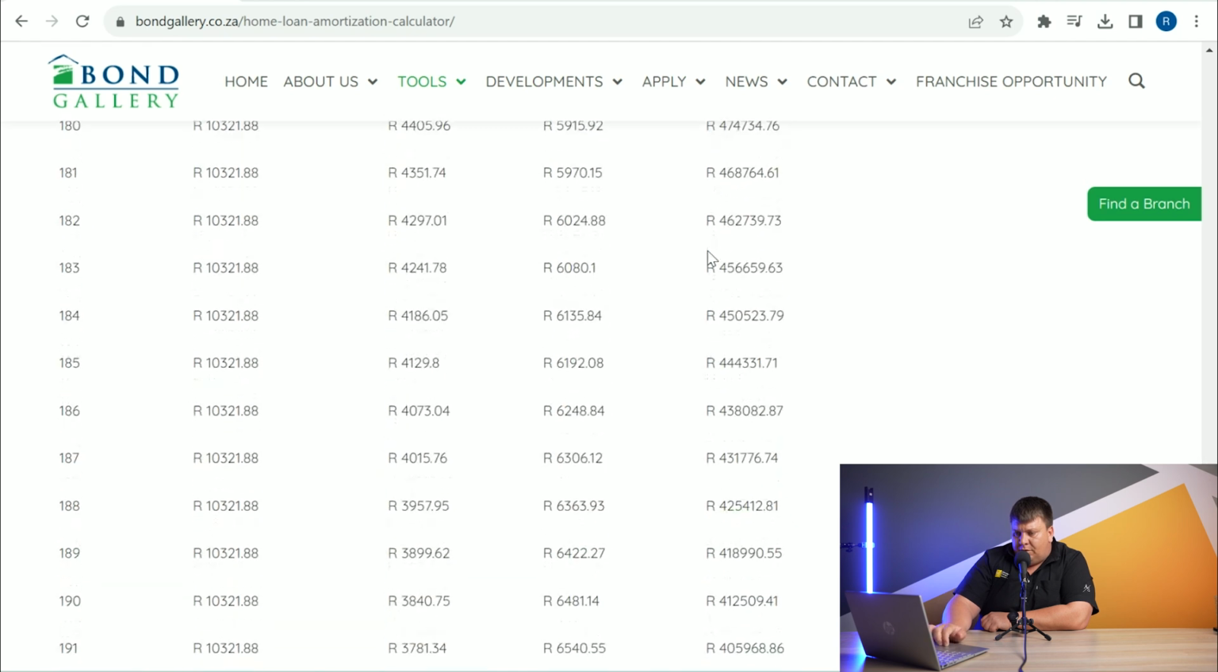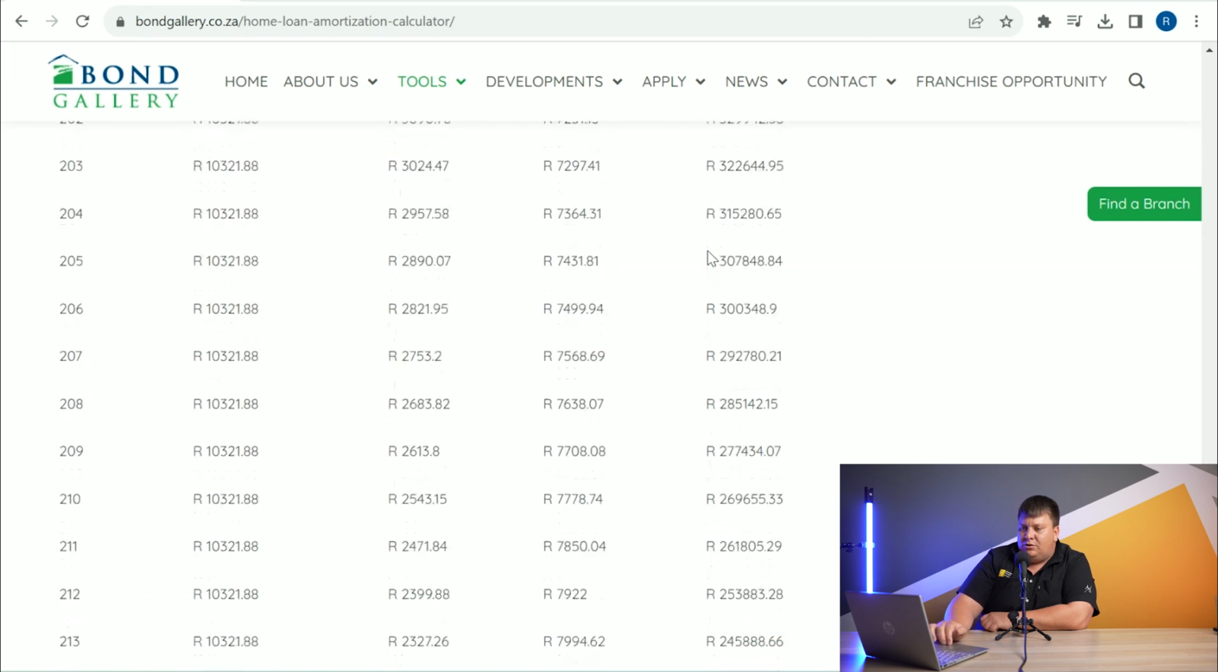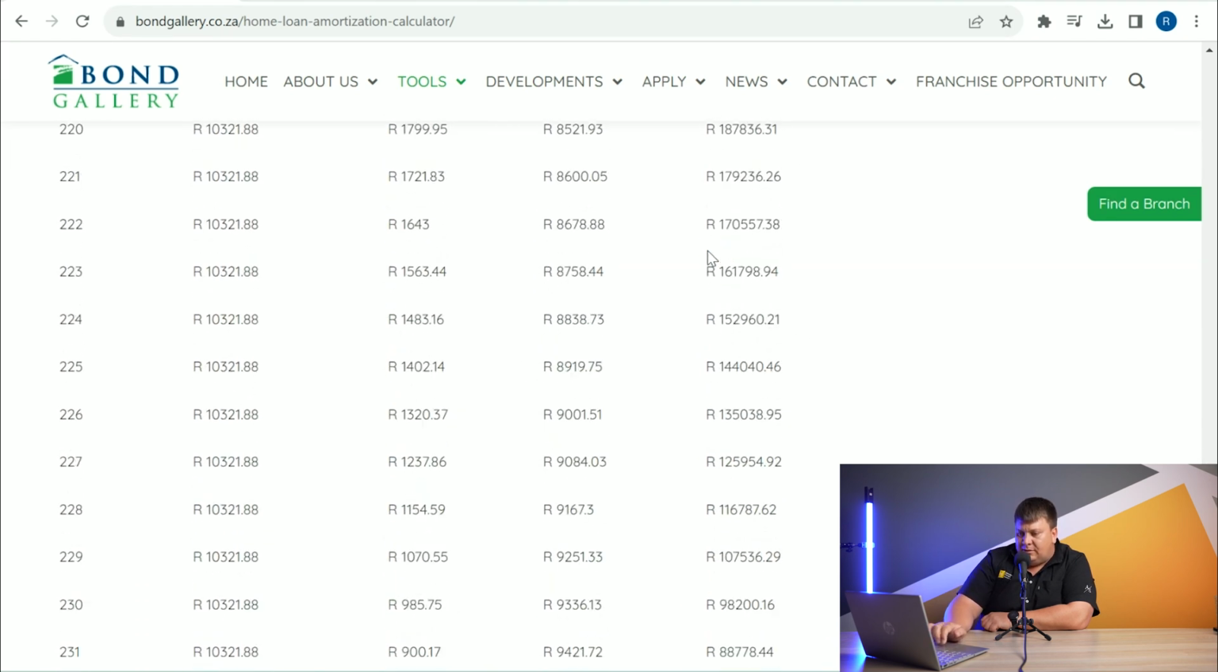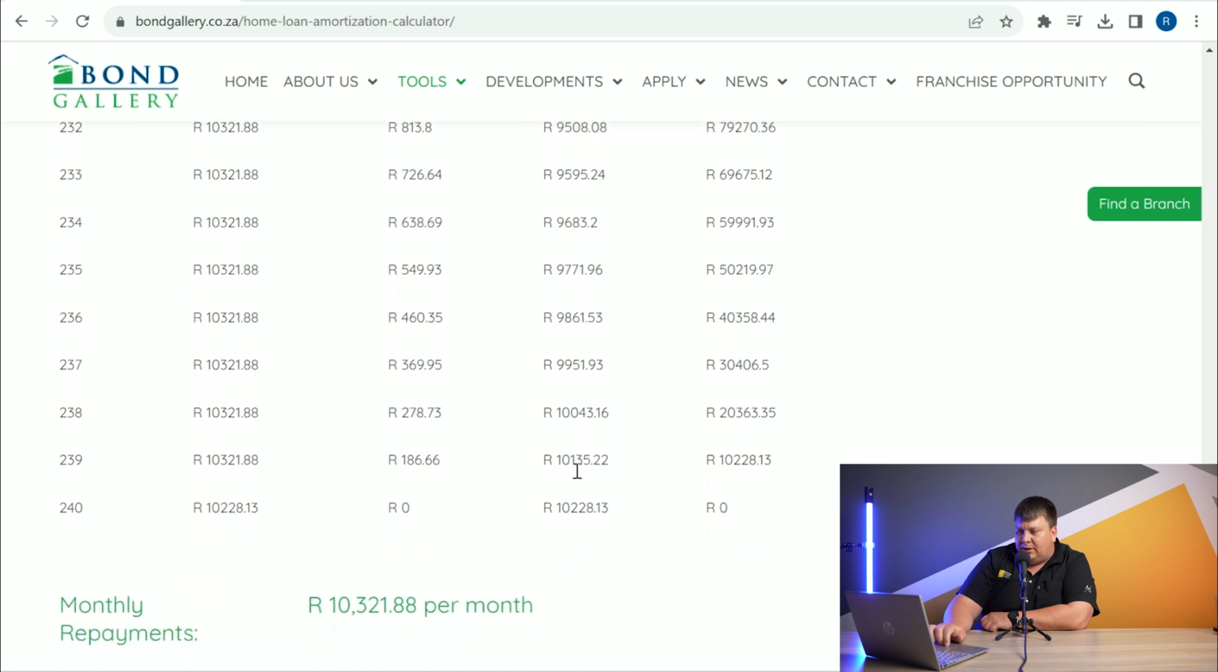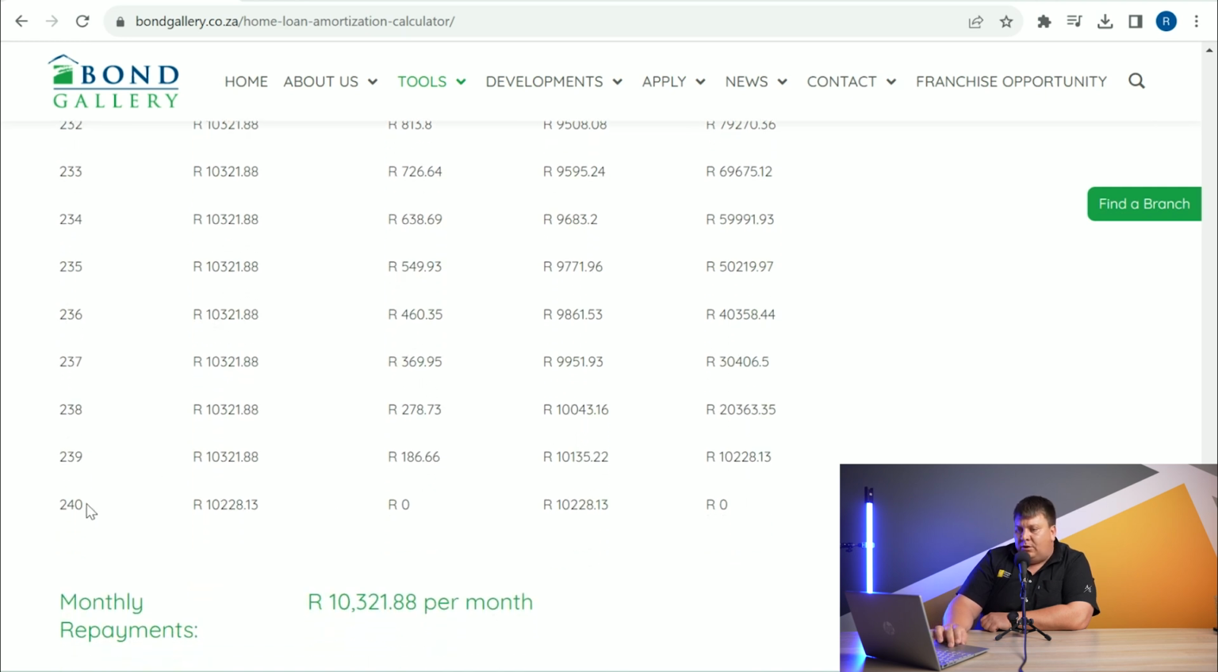From that point onwards, until the end of the loan, which is 240 months in this instance, you'll see that your interest amount is very low and your capital amount is higher, up until the point where after 240 months, you have no more outstanding debt.